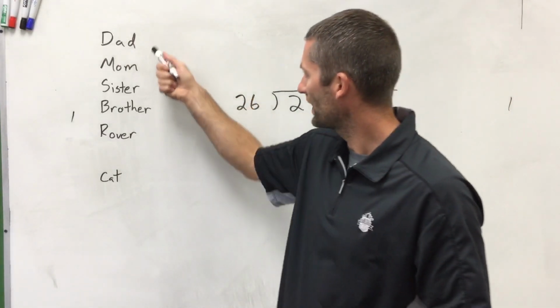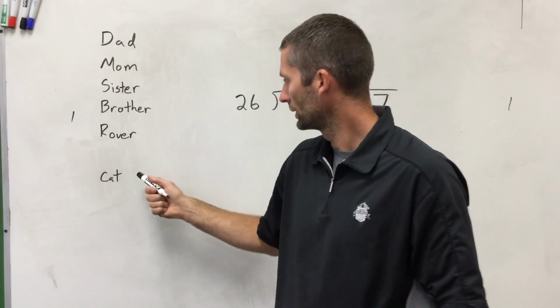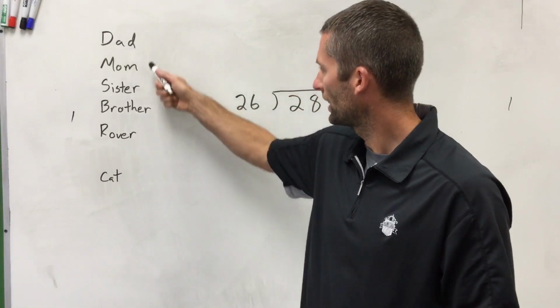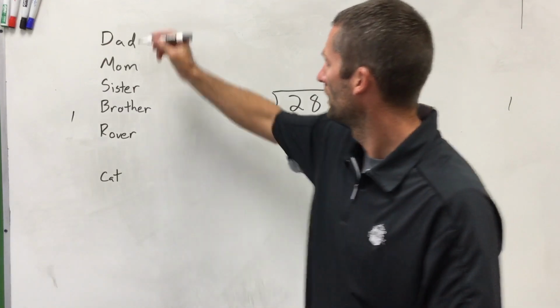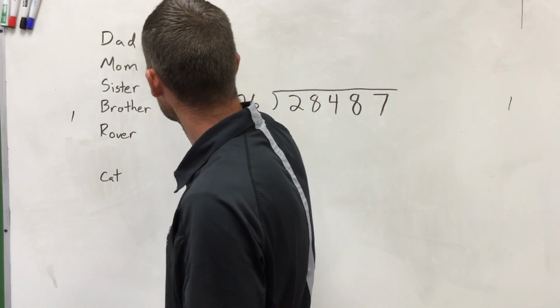Okay, let's remember: dad, mom, sister, brother, rover. And then we've got a cat. Dad, mom, sister, brother, rover, cat. These are the steps that we follow. Remember, D in dad stands for divide.